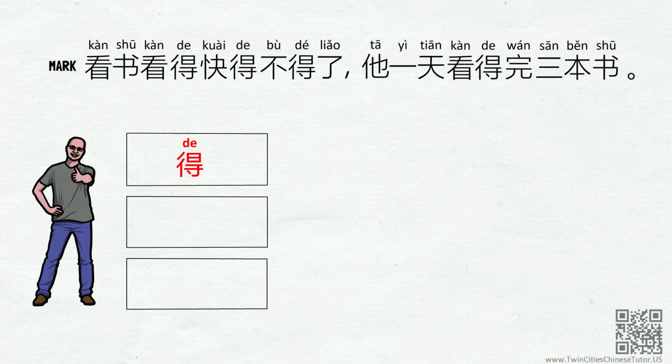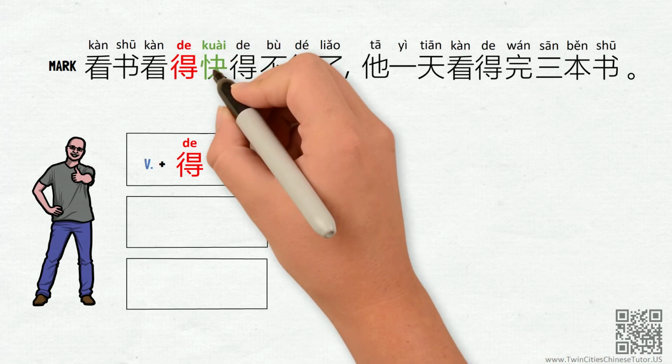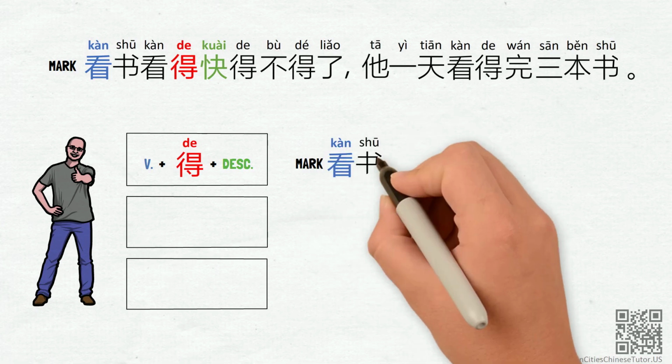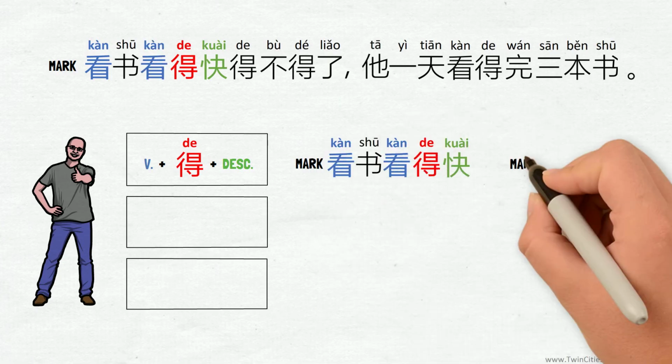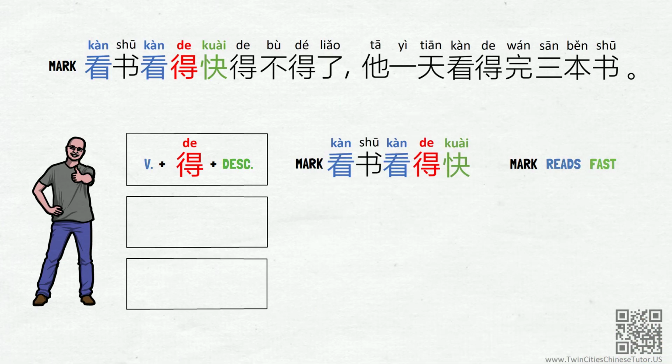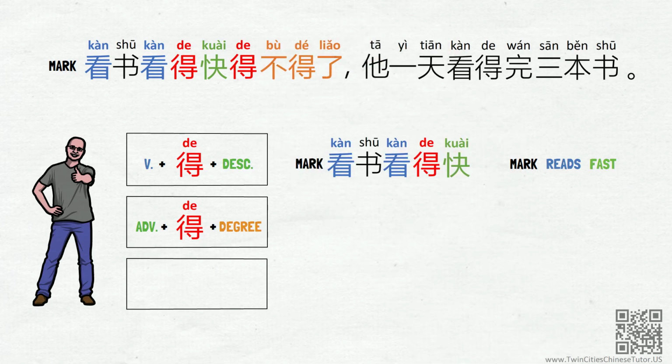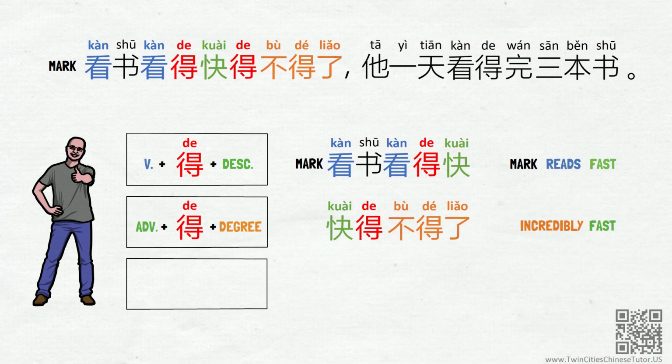The first 的 is used to connect the verb and the description after. So the adverb 快 fast is describing the action of 看书 reading. So Mark 看书看得快 means Mark reads fast. The second 的 is used to connect the adjective or adverb with its degree. So 不得了 incredibly is describing the adverb 快 fast. So 快得不得了 means incredibly fast.